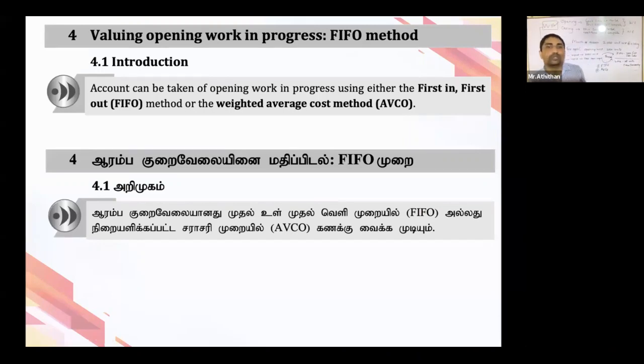Valuing the opening WIP, FIFO. Introduction. Account can be taken of opening WIP using either the first in first out (FIFO) method or the weighted average cost method.